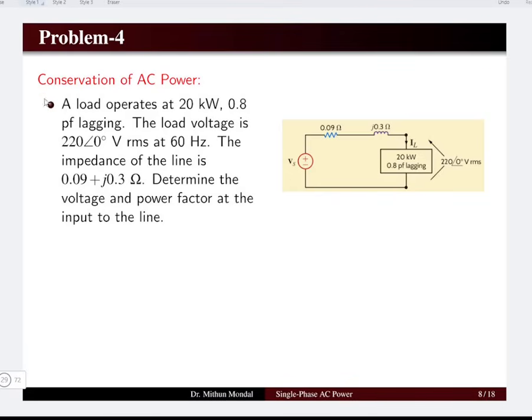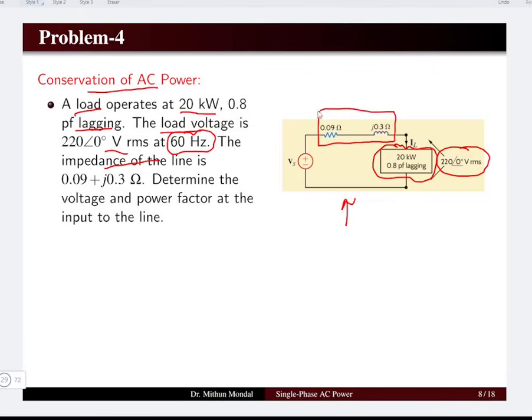Next problem. Now this problem is based on conservation of AC power. Here we can see one circuit where a load is operating at 20 kilowatt and 0.8 power factor lagging. The voltage across the load is given to be 220 angle 0 volt RMS at a frequency of 60 Hz. The impedance of the line, through which the power is being transferred, is 0.09 plus j times 0.3.